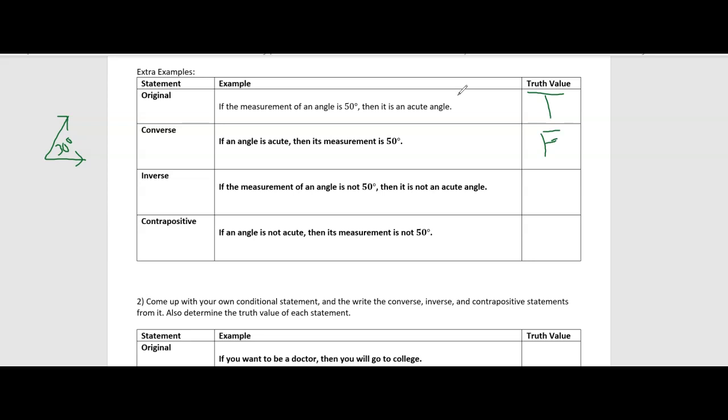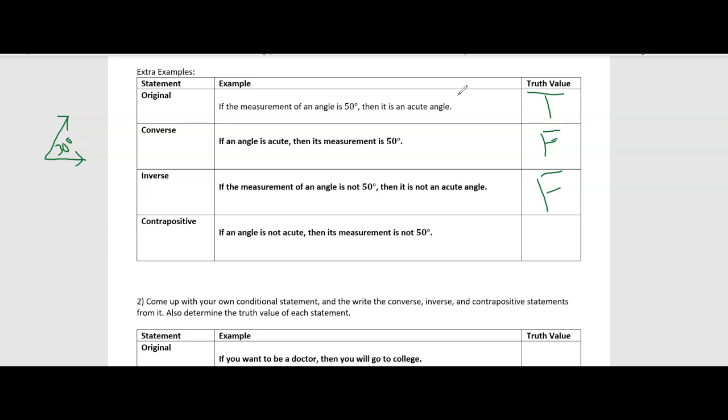The inverse, if the measurement of an angle is not 50 degrees, then it is not an acute angle. Again, this is going to be false too, because my hypothesis could be true. I could have an angle that has a measurement of 30 degrees, which is not 50, so it makes the hypothesis true. But it would be an acute angle, right? So we could have an angle measurement that's not 50, but it could still be acute. So false again for our inverse.